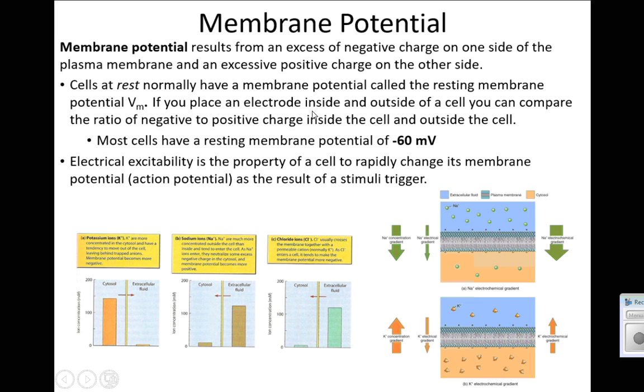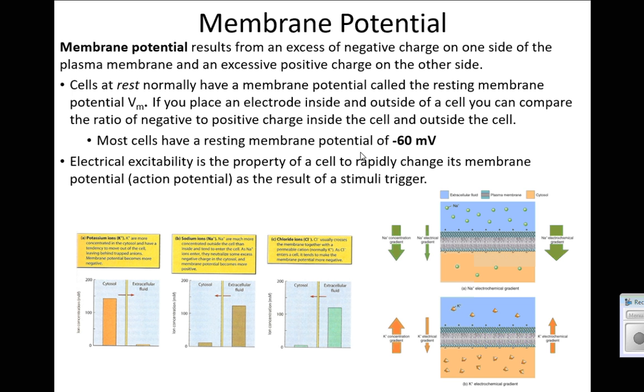Okay. And we can measure that, like I said, if you have an electrode inside and an electrode outside the cell, you'll find that inside the cell it's going to be more negative. Typically, cells are going to be negative 60 for their resting membrane potential. Negative 60 millivolts is what the mV stands for. Okay, not that that's important. Okay. Now, some cells will have a greater negative, like some might be negative 75, okay? Some might be less. But for the average cell, it's about negative 60.